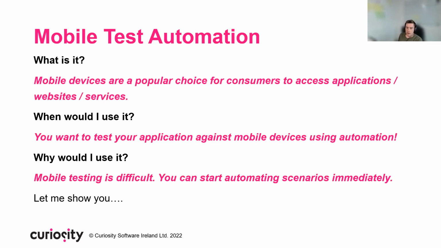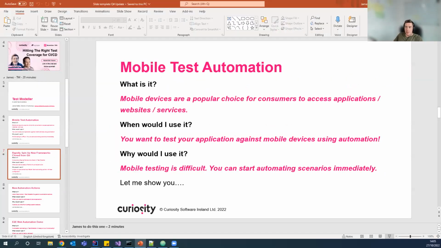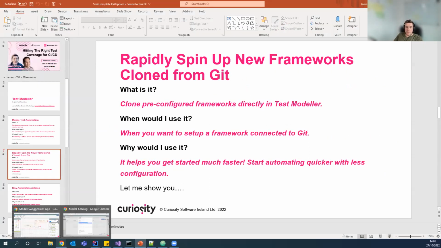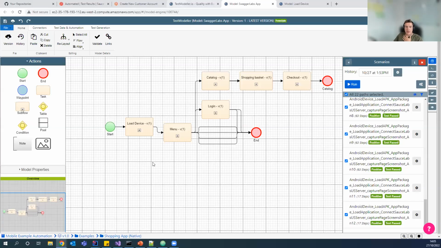So you can literally come in to the model, you can start dragging and dropping actions on top, and you can connect into either local mobile devices, or you can connect into some kind of cloud-based offering like Sauce Labs, BrowserStack, and the various other mobile platforms that exist. So just to give a bit of a taster for that.